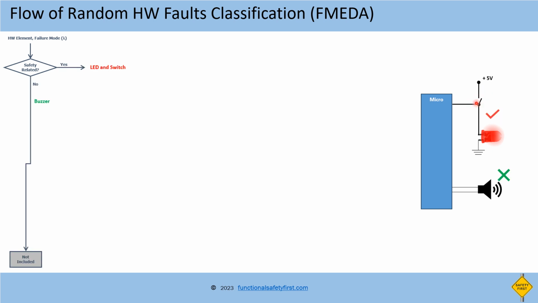Switch and LED are safety related as they are part of the safety functionality. Failure of these two is going to violate the safety goal. Buzzer is not safety related as it is not part of functional safety. Coming back to the question, safety related is no for the buzzer, so its failure modes are not included for the FMEDA analysis. Safety related is yes for LED and switch.